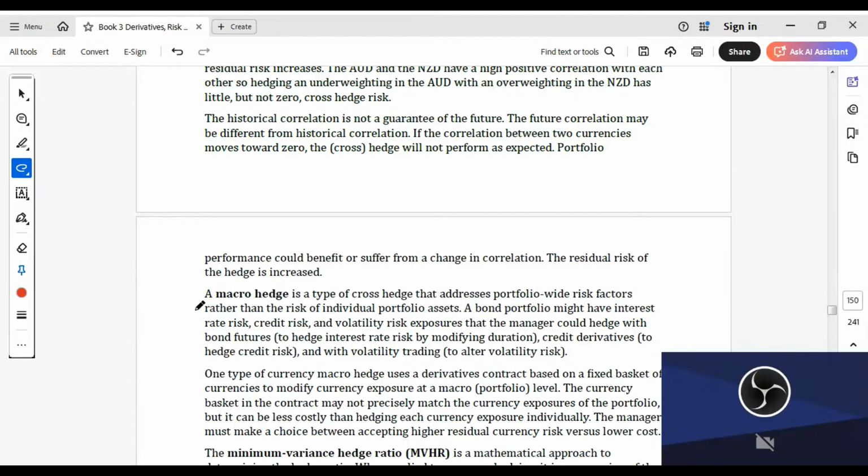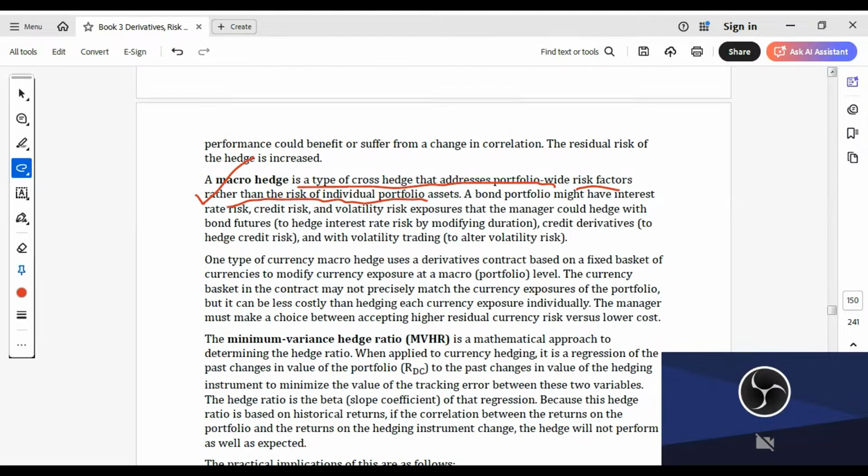Macro hedge, and actually it is not even hedging. They are saying it is a type of cross hedge that addresses portfolio wide risk factors rather than risk of individual portfolio assets. A bond portfolio might have interest rate risk, credit risk, volatility risk exposure that the manager could hedge with bond futures, credit derivatives, and volatility trading. So this is not just related to currency.